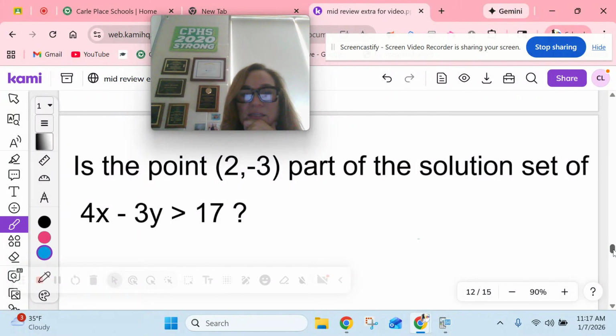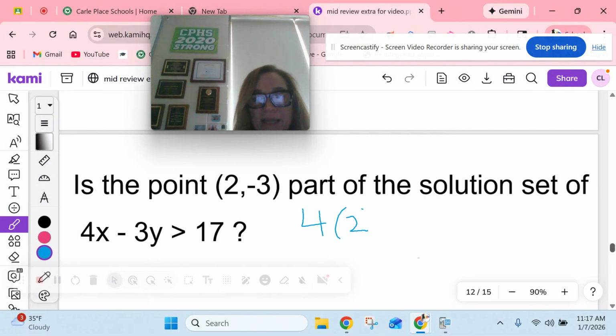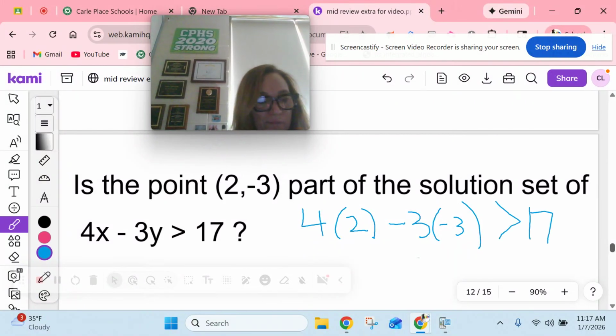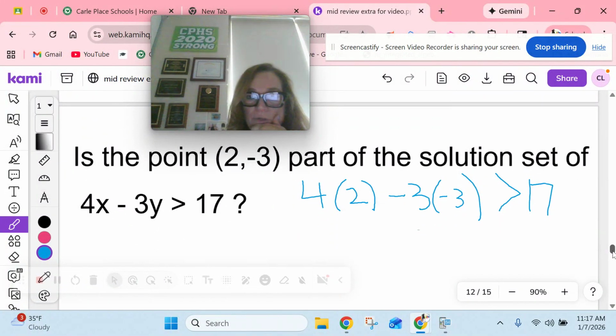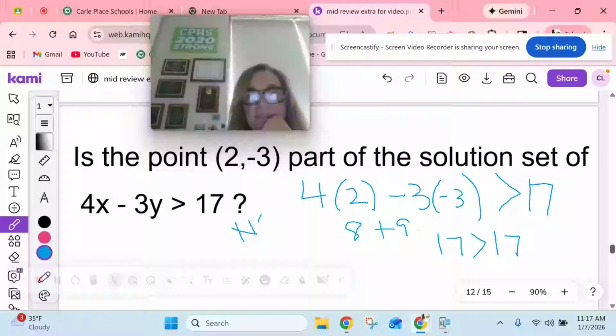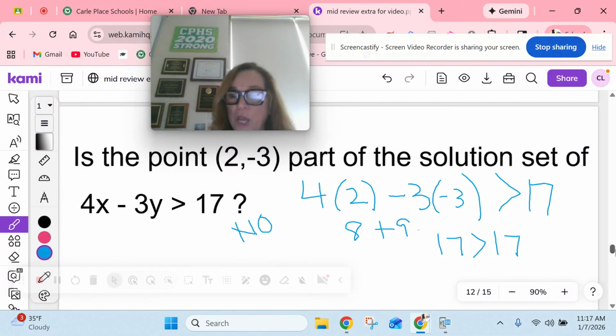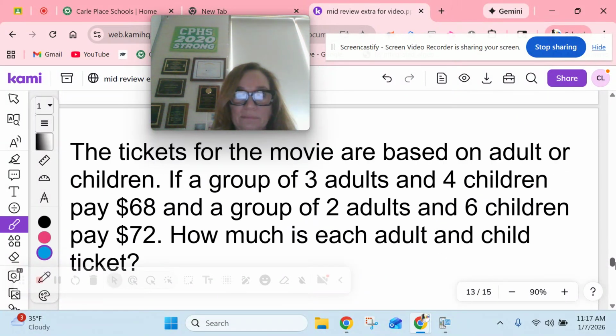Okay. Is the point part of the solution set? Honestly, I wouldn't bother graphing it. I'm just going to plug and chug. So 4, put in the x, minus 3, put in the y, is greater than 17. So I'm really looking to say, hey, is this true or not true? So 8 plus 9, and you can use your calculator for that. 17 greater than 17? No. 17 is not greater than 17.